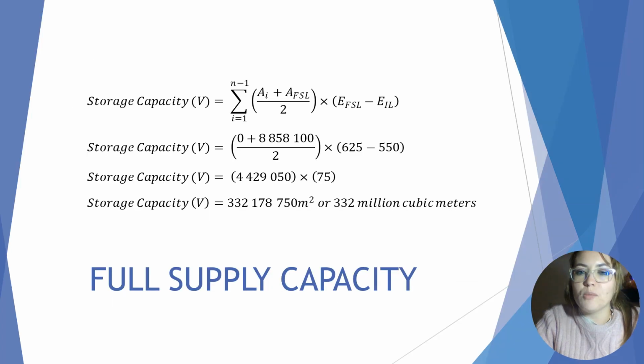To calculate the full supply capacity, I took the area in meters squared for the full supply and divided by 2. I used the initial area as 0. This is then multiplied with the difference between the full supply level and the intake level to get a full storage capacity of 332 million cubic meters.